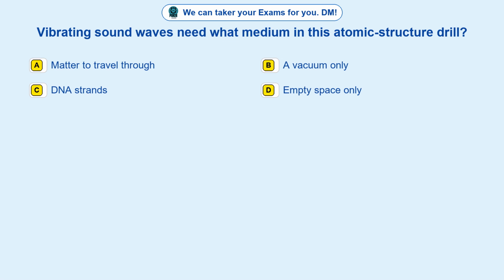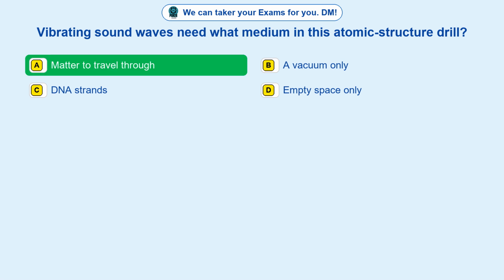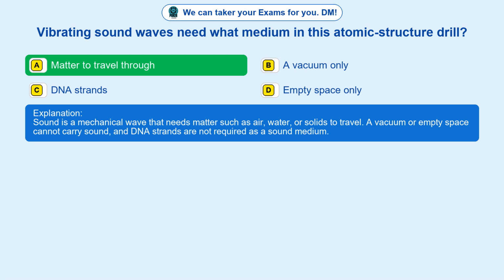Question 65. Vibrating sound waves need what medium in this atomic structure drill? Option A, matter to travel through. Option B, a vacuum only. Option C, DNA strands. Option D, empty space only. The correct answer is option A. Matter to travel through. Sound is a mechanical wave that needs matter such as air, water, or solids to travel.